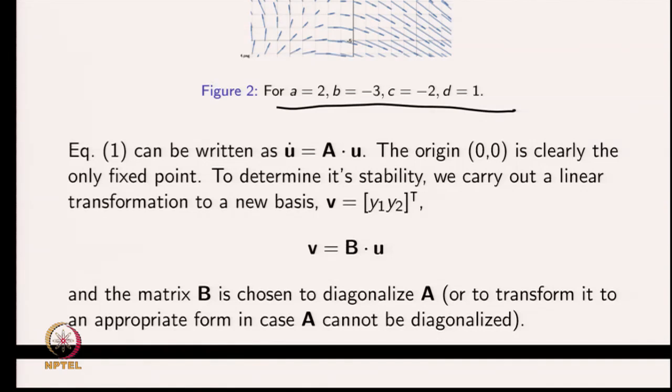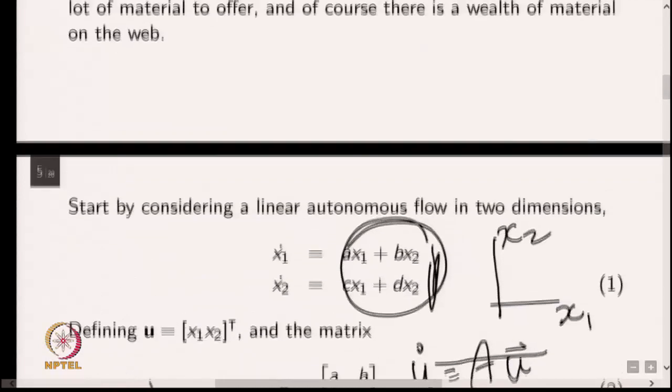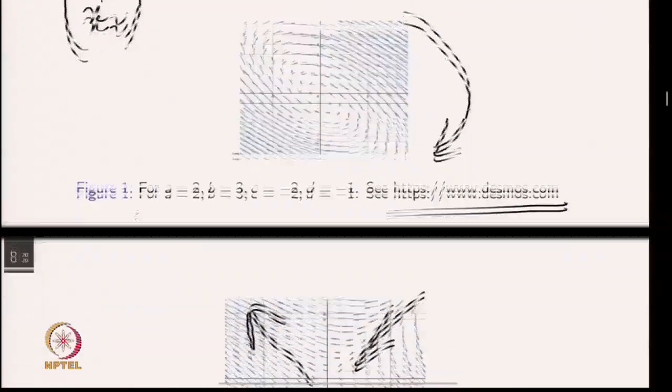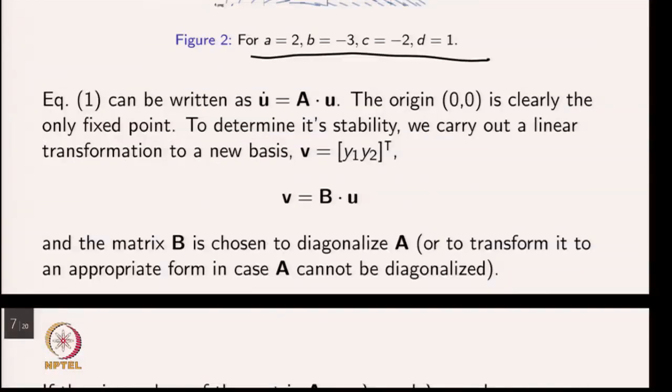Now, the whole notion of stability therefore needs to be looked at a little more subtly over here in 2 dimensions. The origin is clearly the only fixed point. From these 2 equations, you can see that the only solution which is going to give us both of them equal to 0 is 0, 0. And to determine its stability, we proceed as follows.